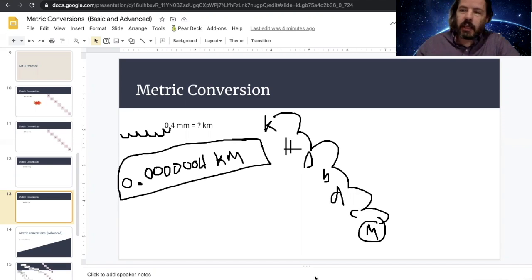Now, last thing before I turn you loose on your practice problems, you'll notice that these numbers get ridiculously long, and that's why we usually jump into scientific notation shortly after. But we need to practice this first, and then once we get a good foundation, we will take a look at scientific notation.